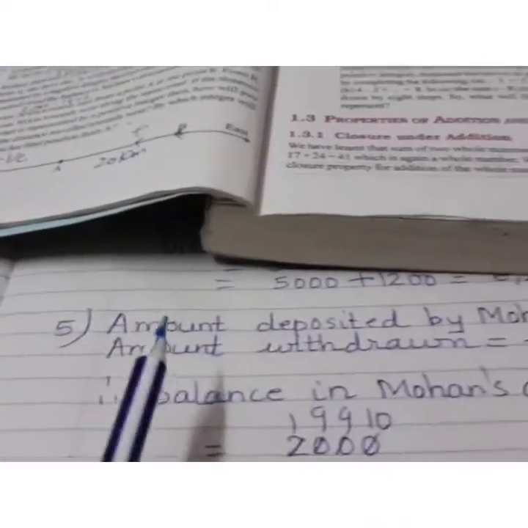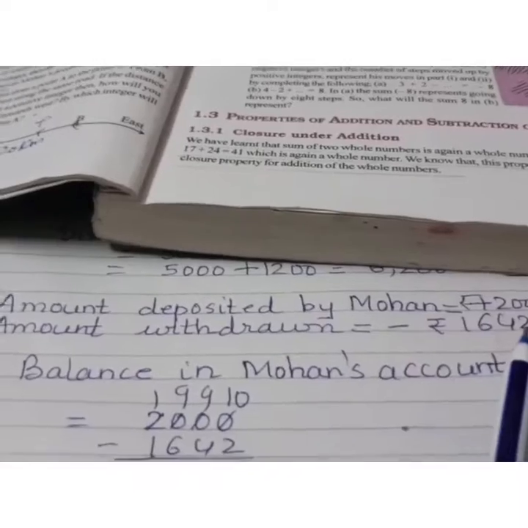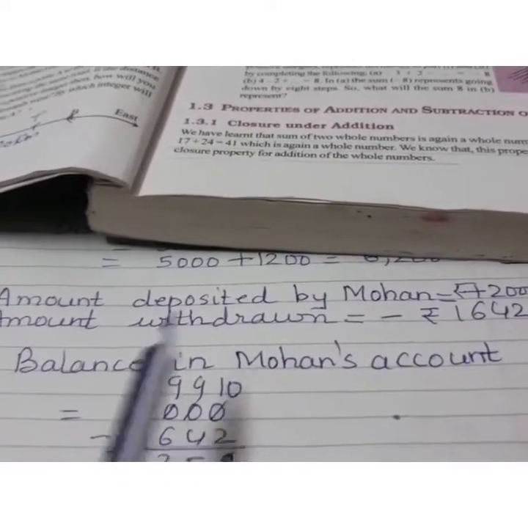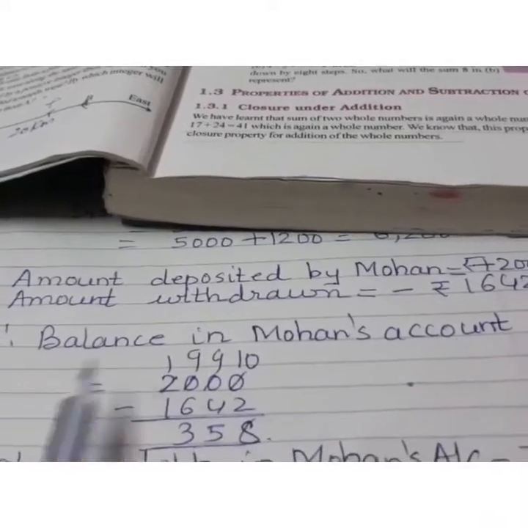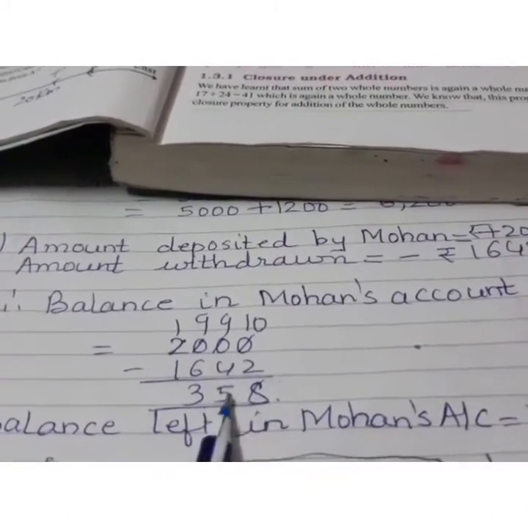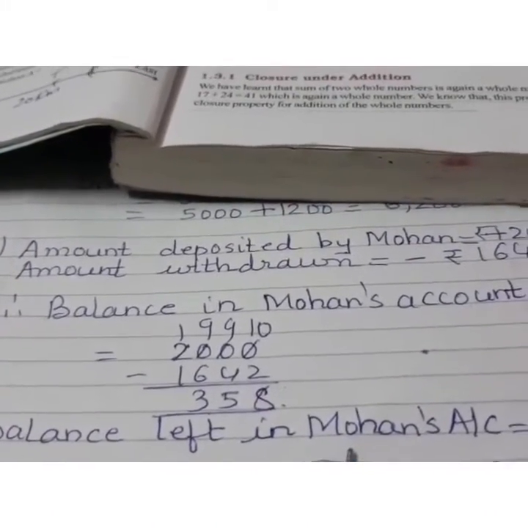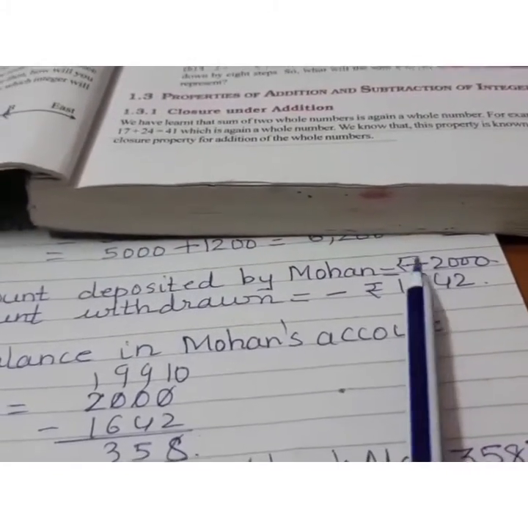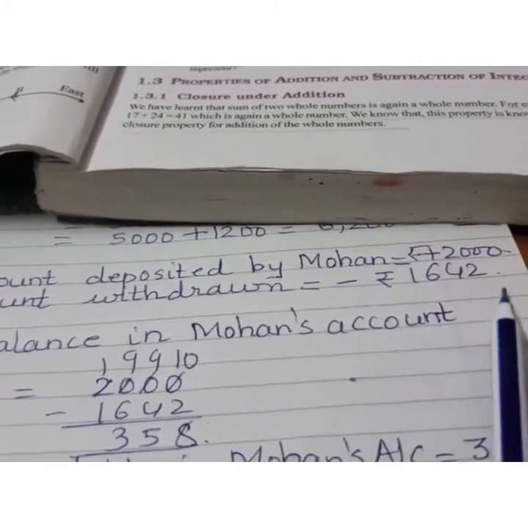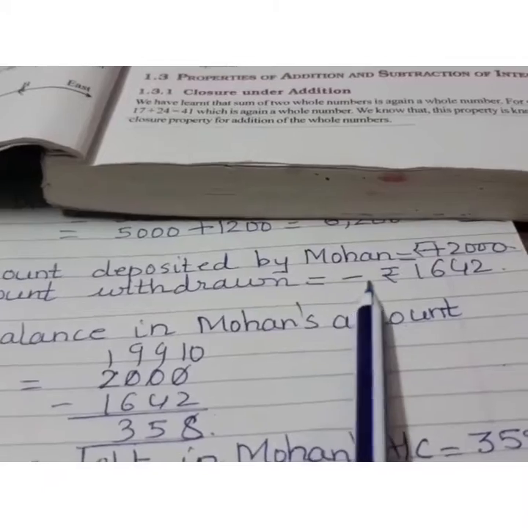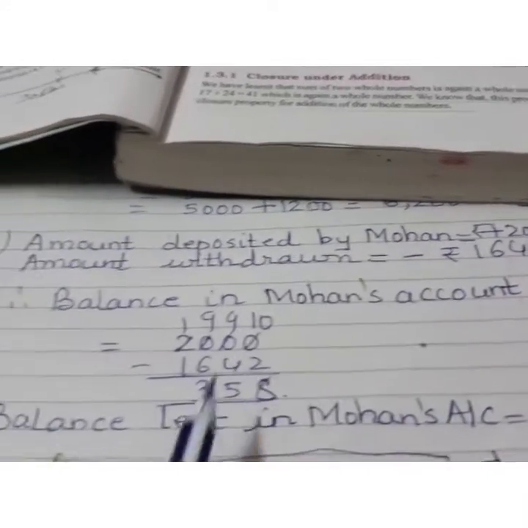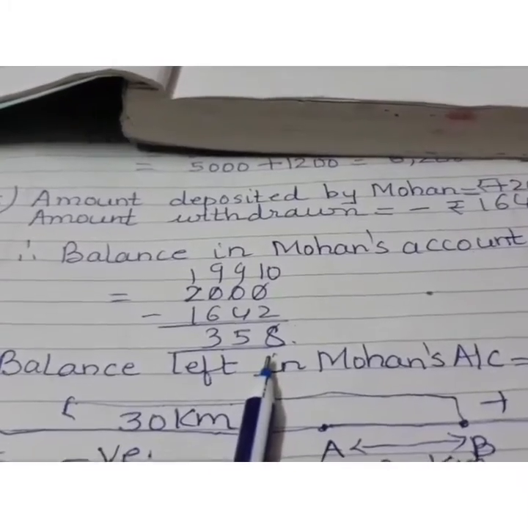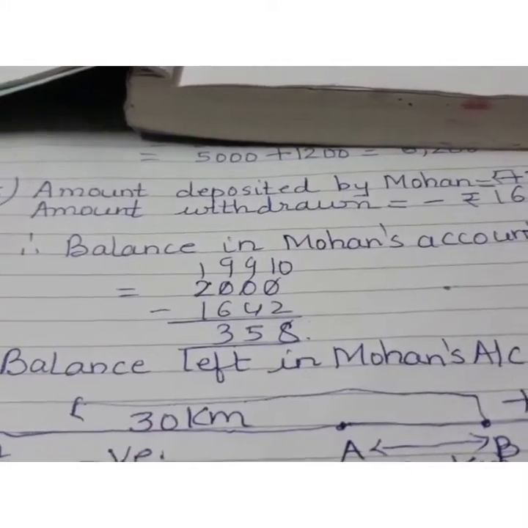Now here you can see the amount deposited by Mohan is rupees 2000 and the amount withdrawn is 1642. So what is the balance in Mohan's account? 2000 minus 1642. So 2000 is plus and 1642 is minus. I have written the signs here to show that withdrawal is represented by minus and deposit by plus. So 358 rupees are left in Mohan's account.